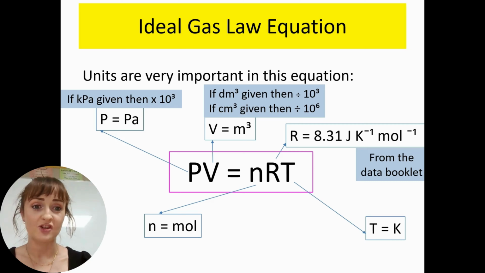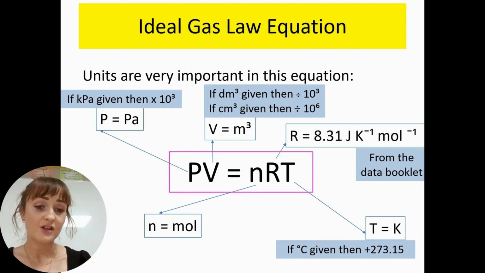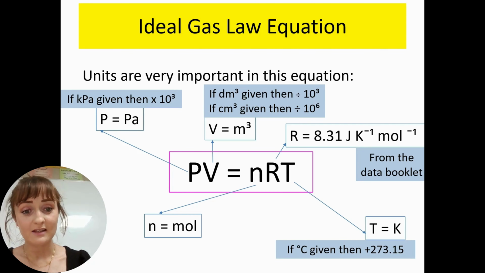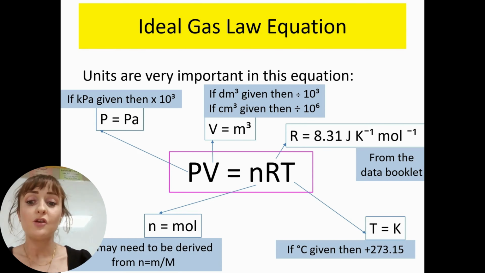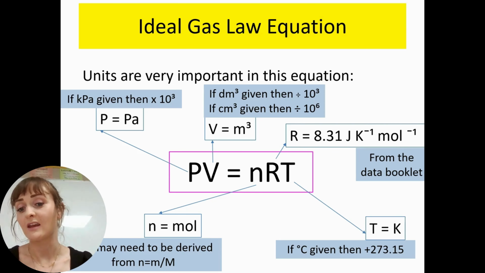The value for R, as mentioned previously, is in the data booklet. And for temperature, the temperature will likely be given in Celsius, so you want to convert that to Kelvin by adding 273.15. Note that you may need to calculate the number of moles present using the formula n equals m divided by Mr. Or at the end, you may end up with a volume and you use that to calculate the molar mass of a gas that's present, because you would link it to the mass of gas that you input initially.